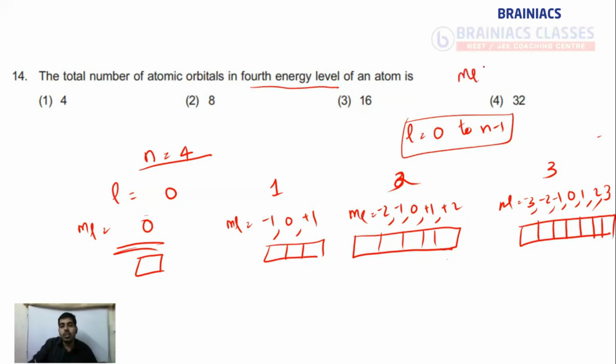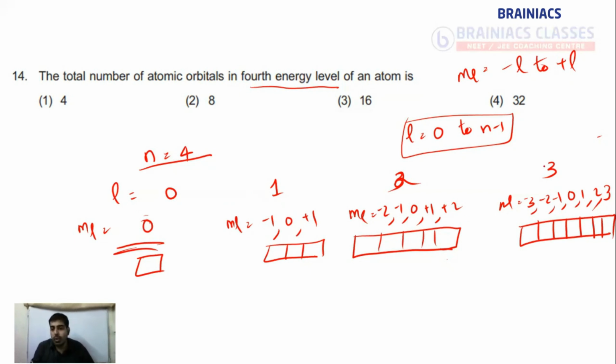Now, if l is equal to 0, then ml is equal to 0, because ml is calculated using the range minus l to plus l. For 0, there is only one value, ml equal to 0, only one orbital. Now, for l equal to 1, ml can have the values minus 1, 0, plus 1, three orbitals. Now, if l is equal to 2, ml can have the values minus 2, minus 1, 0, plus 1, plus 2, five orbitals.